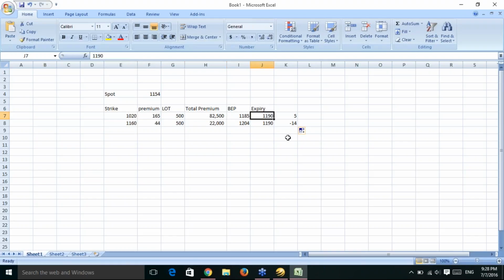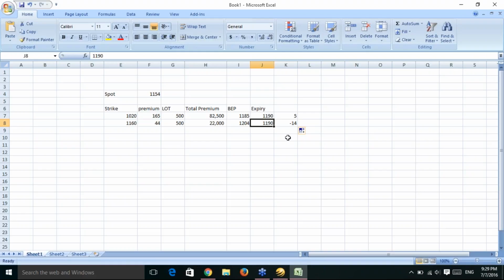Let me give you a couple of examples. What happens when the expiry is what? So let's suppose, I'll check it. If the expiry is, let's suppose, 1190. So you will make 5 rupees profit as the break even is 1185. And if in the second case you are buying a strike price of 1160 and the market goes, the expiry, that means the share price from 1154, it increases to 1190.